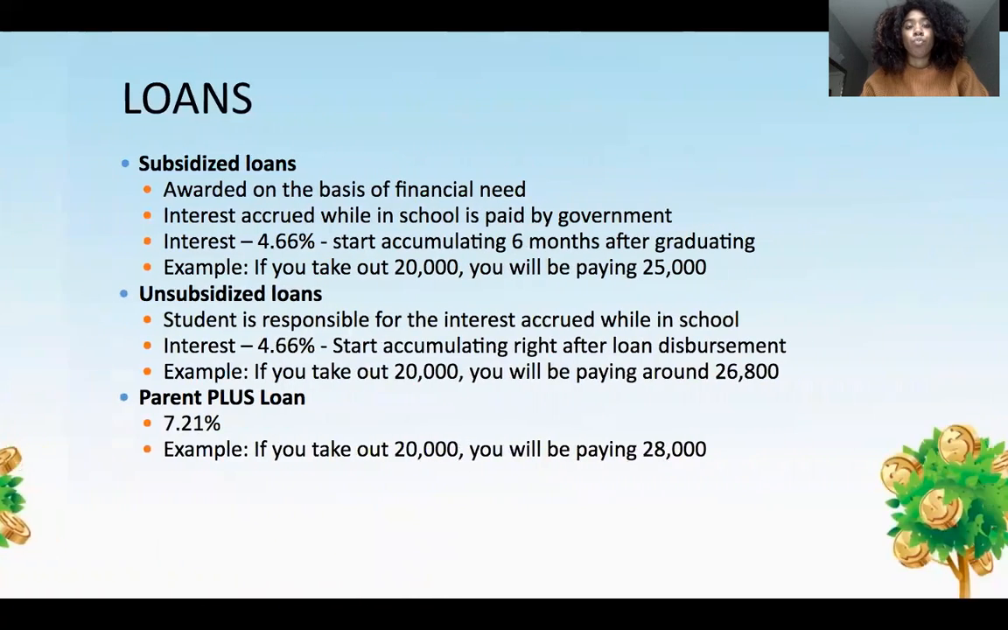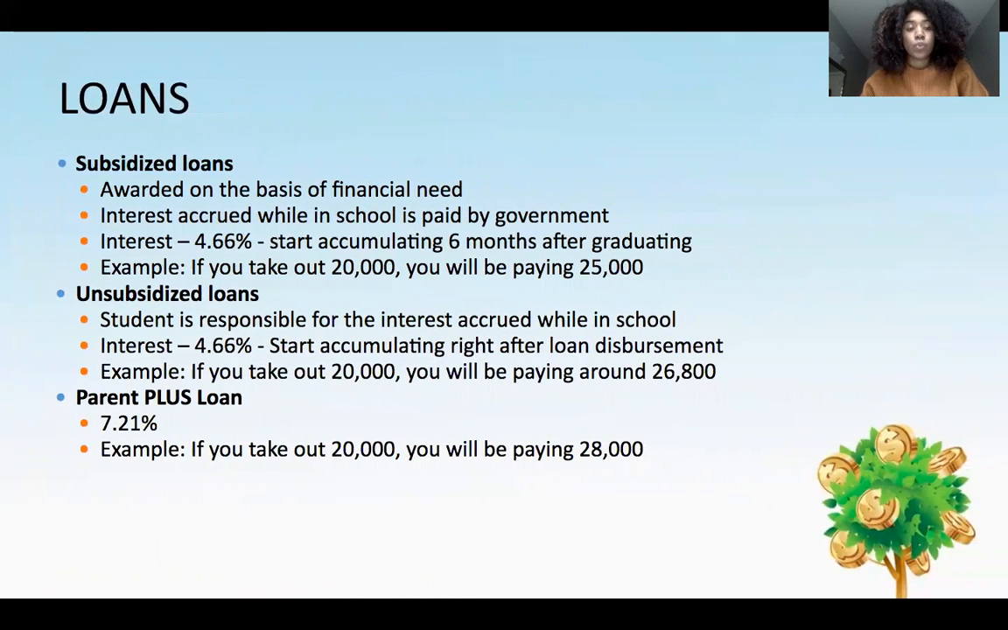So here we'll briefly touch on loans. We have our subsidized loans and unsubsidized loans. Our subsidized loans are awarded on the basis of financial need. Interest accrued while in school is paid by the government. The interest, which is 4.66%, starts accumulating 6 months after graduation. So for example, if you take out $20,000, you will be paying $25,000.